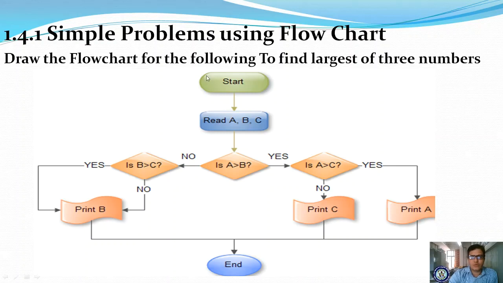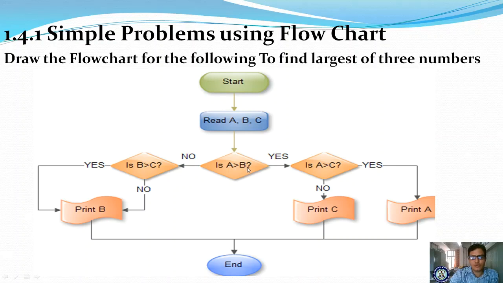Clear? It is the oval symbol. In the oval symbol, you are first starting. So to find the largest of three numbers, we have to input three numbers. So read indicates we are inputting three numbers. What are the numbers we are inputting? A value, B value and C value. Afterwards we have to check the decision statement. Then we are using the rhombus or diamond symbol. This is a diamond symbol. This is for decision making, right? So first I am checking if A is greater than B.